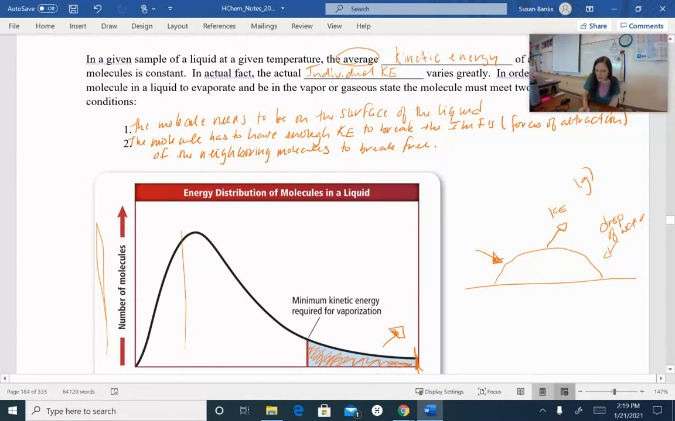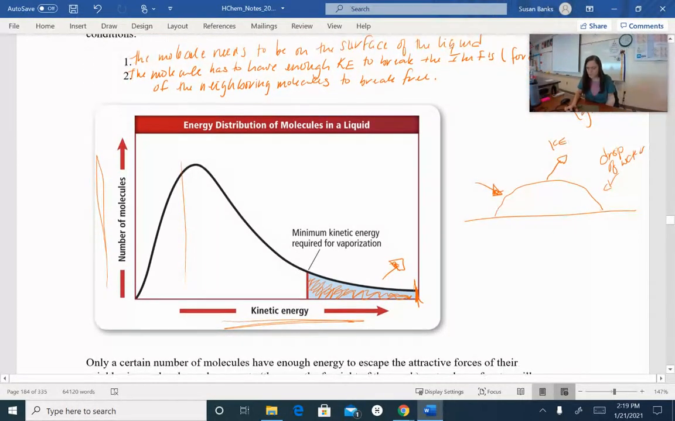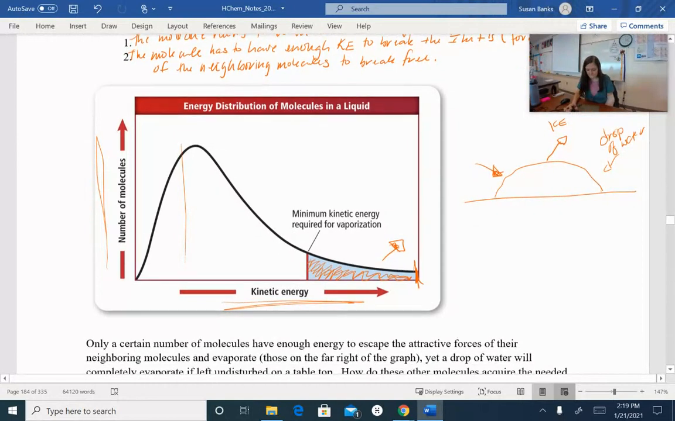So how does this average stay constant? I want you to think about that for a second. Do you have any ideas?